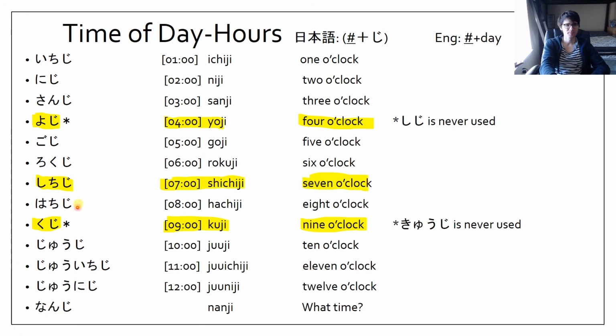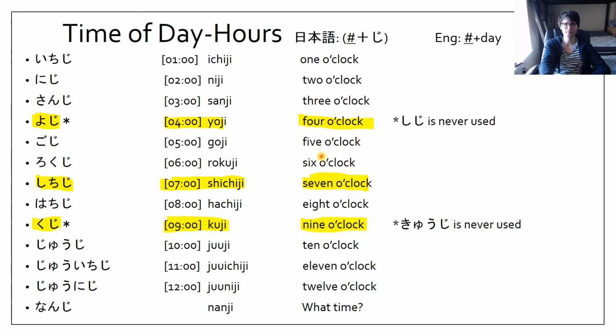Let's read these together. So, 1 o'clock is ichiji. 2 o'clock is niji. 3 o'clock is sanji. 4 o'clock is yoji. Not shiji and not yonji. Those ones aren't used. They say yoji.